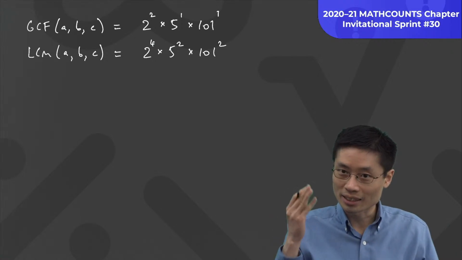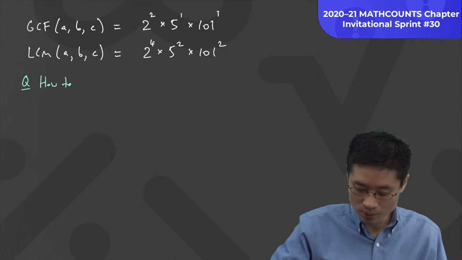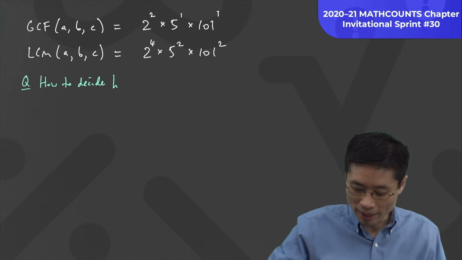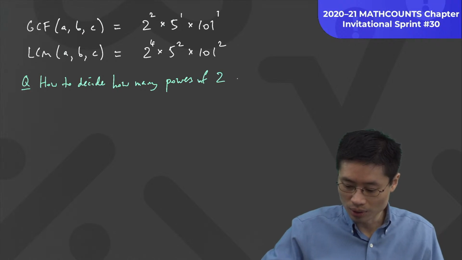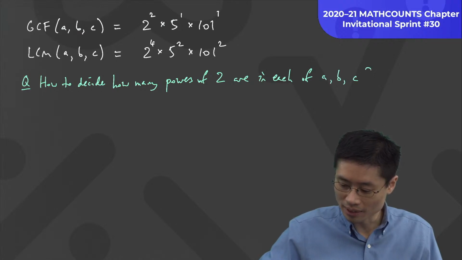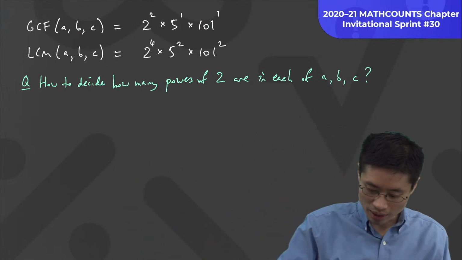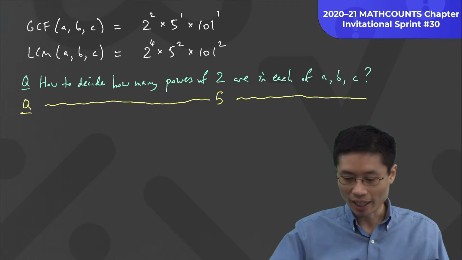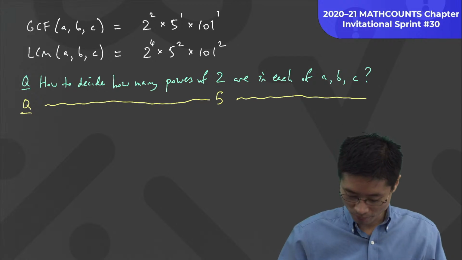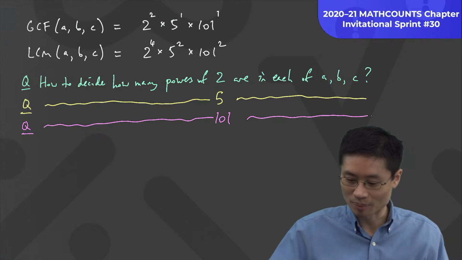Okay? I'm going to ask an easier problem. I'm going to say how to decide how many powers of 2 are in each of A, B, and C. We'll make that decision. And then we'll also ask a separate question, which is how to decide how many powers of 5 are in each of A, B, and C. And one last question, which is with the 101. How do you do this? With the 101.